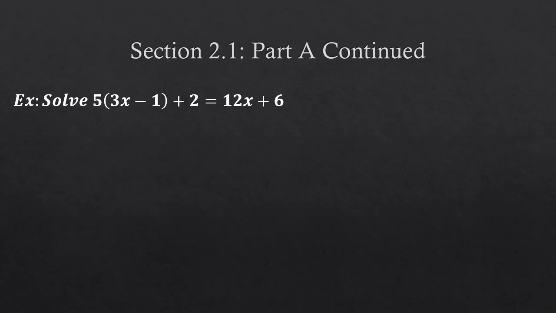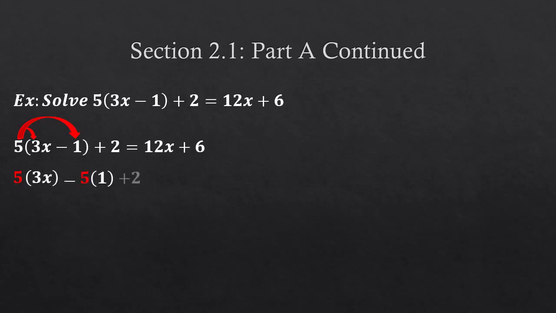First step, we're going to apply the distributive property here. If you notice, there is a 5 on the outside of that parenthesis. So therefore, everything on the inside of there will be multiplied by 5. So we're going to do 5 times 3x and do 5 times negative 1. 5 times 3x, negative 5 times 1. Bring your positive 2 down equals the right-hand side.